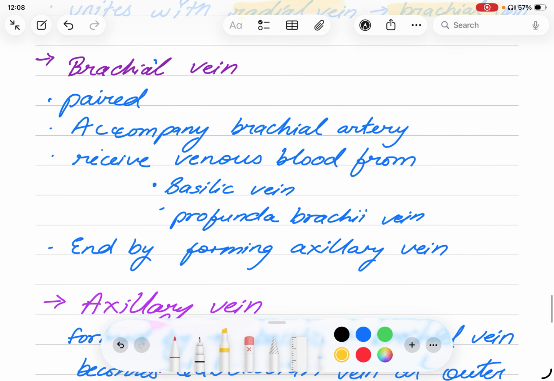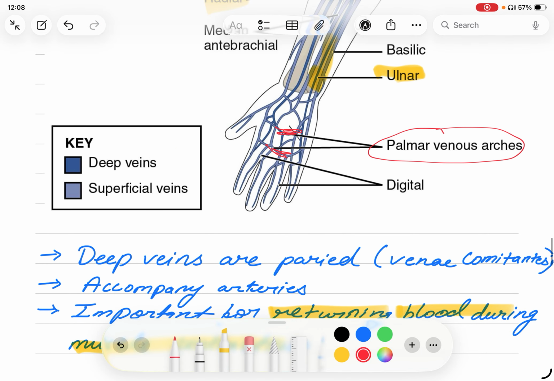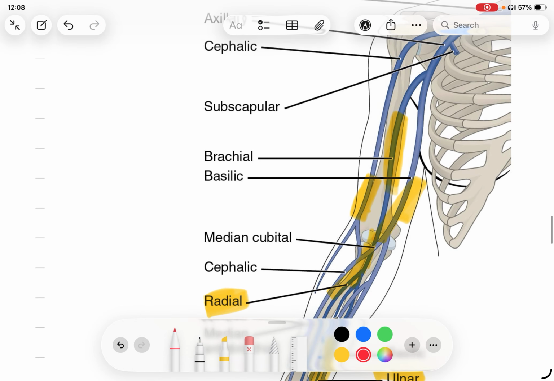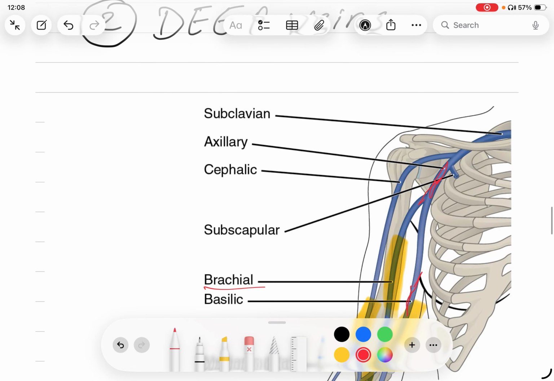Now come on to the brachial vein. It is a paired vein. Accompanies the brachial artery, receives venous blood from two veins, basilic vein and profunda brachii vein. Brachial vein ends by forming the axillary vein. Here you see, the brachial vein and the basilic vein are joined together and form the axillary vein.